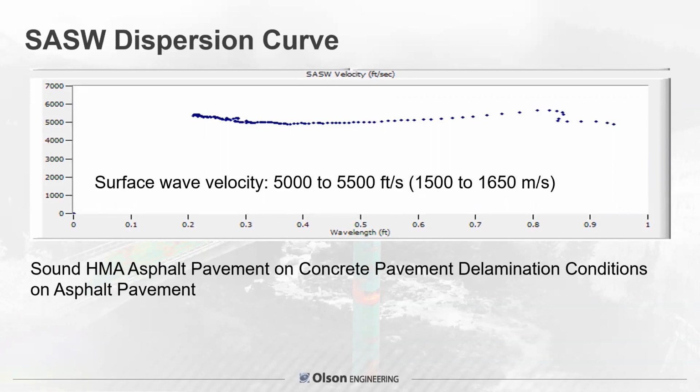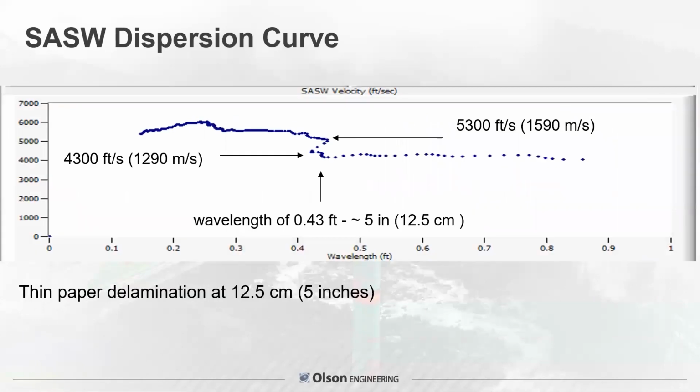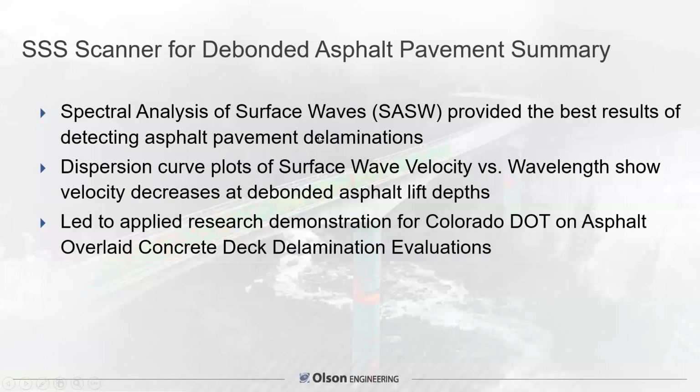We did all this testing initially blind. Later they told us what was there and we learned from that, but we were able to identify with surface waves a drop in velocity of the asphalt at the depth of a thin paper delamination that was a debond, a simulated debond. They also used dust for debonding in the full study. And that drop in velocity of about 1,000 feet per second is because of the lack of contact at the debonding, like a delamination in a deck.